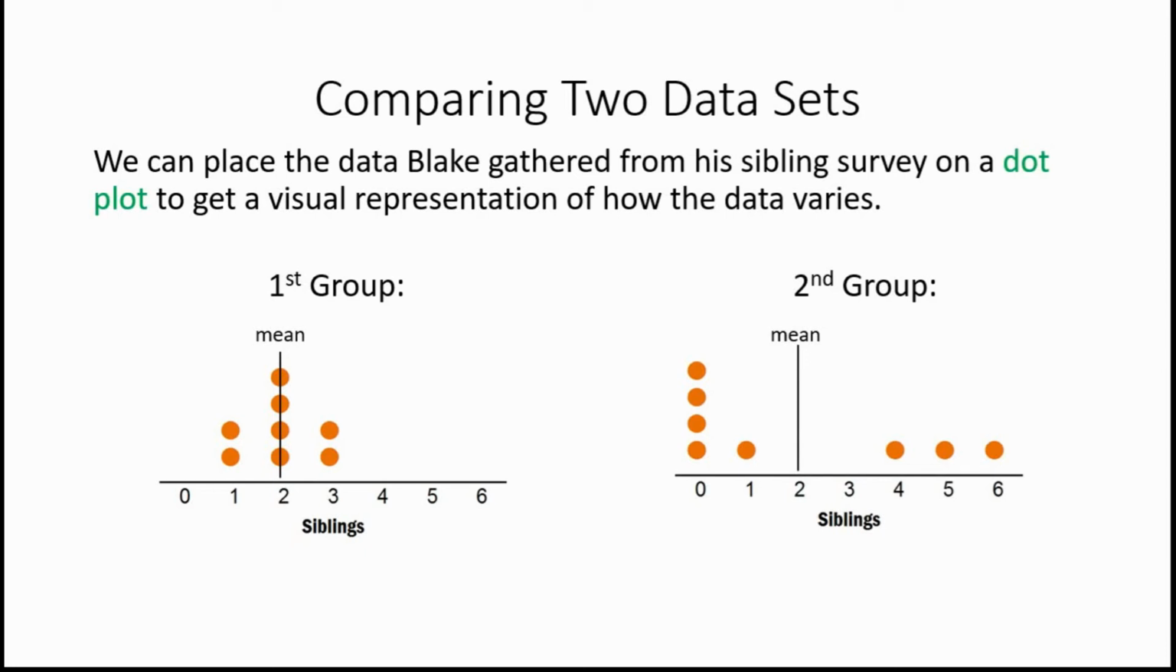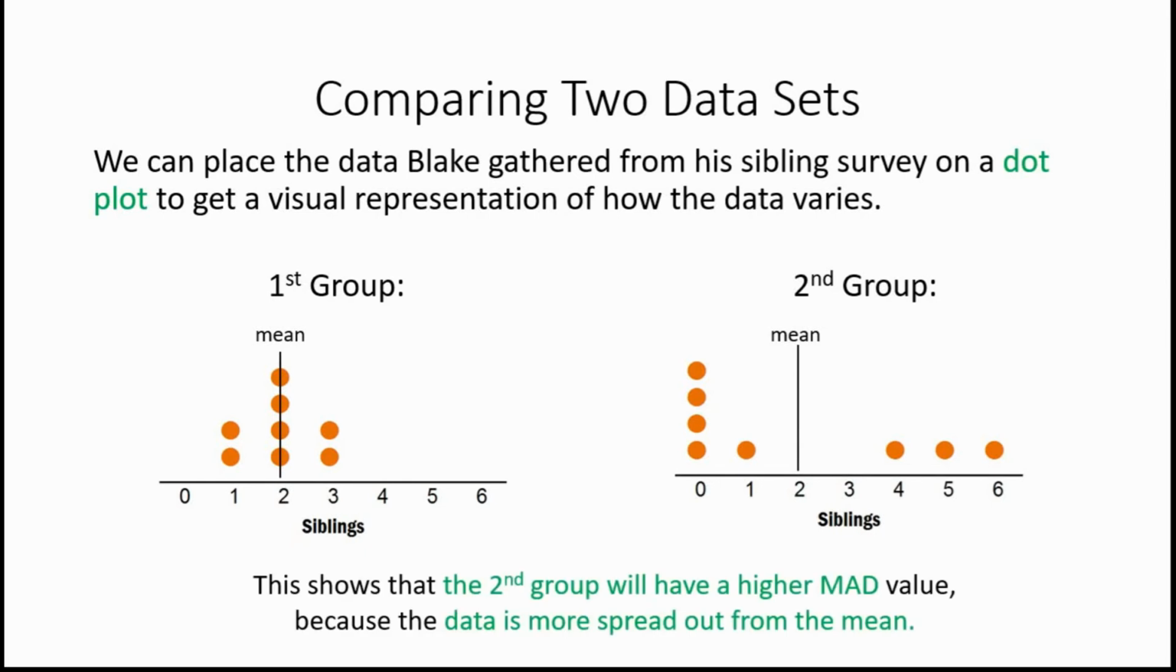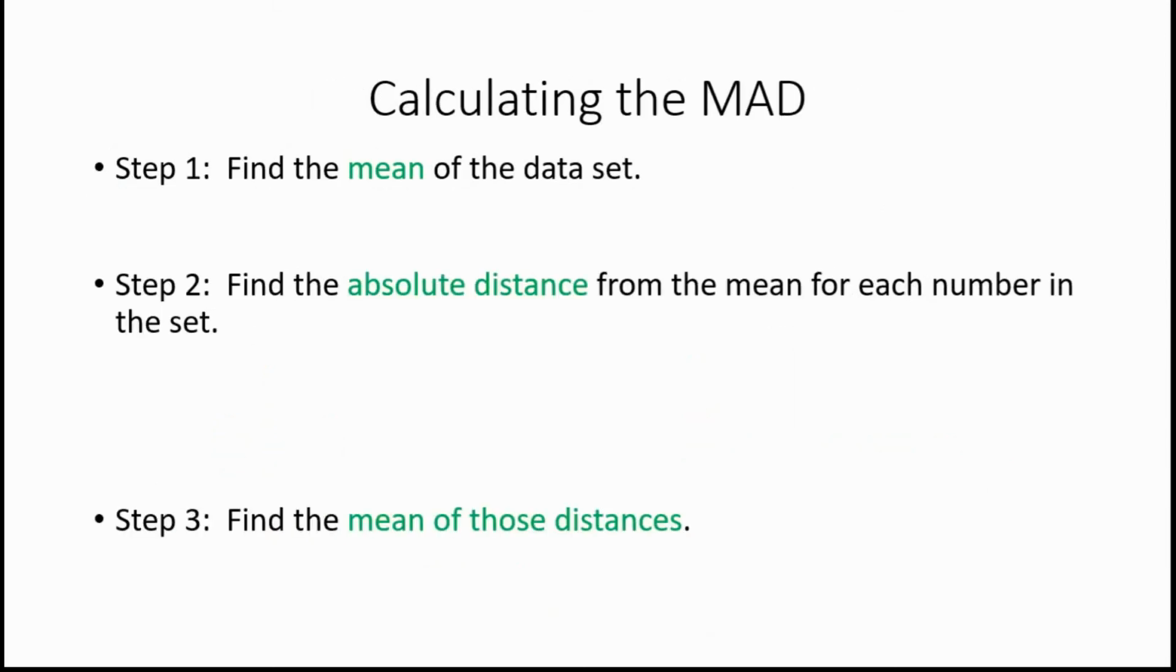So when we're comparing them, we can first put them on a dot plot to kind of get a visual representation of each. And just by looking at this dot plot, we can kind of tell which one varies more. We can see that the second group is much more spread out from the mean than the first group. So we know that since the second group is much more spread out, it will have a higher mean absolute deviation. But that doesn't help us actually find it. So we can look at them and we can see which one varies more, but if I want a number to make this a concrete comparison, then I want to start by calculating that mean absolute deviation.